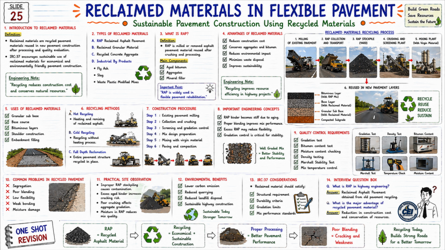Now let us look at the seventh topic. Seven: construction procedure. Step 1. Existing pavement milling. Step 2. Collection and crushing. Step 3. Screening and gradation control. Step 4. Mix design preparation. Step 5. Mixing with virgin material. Step 6. Paving and compaction. And in recycled pavement construction, gradation control is very important.